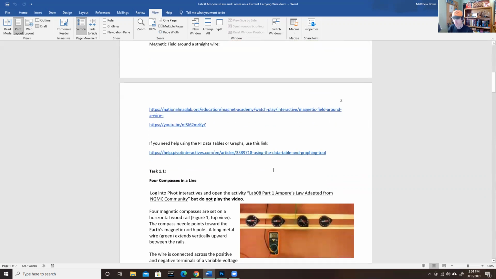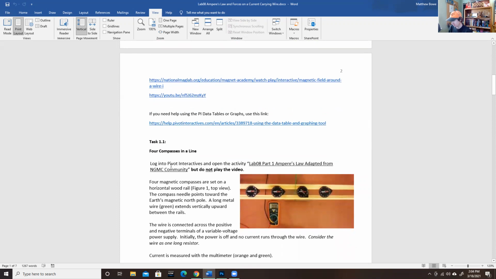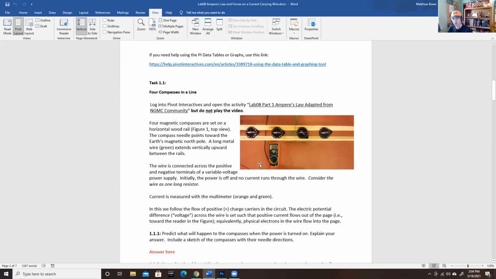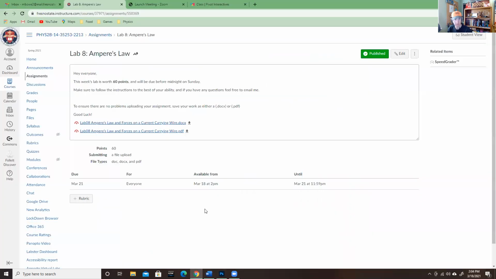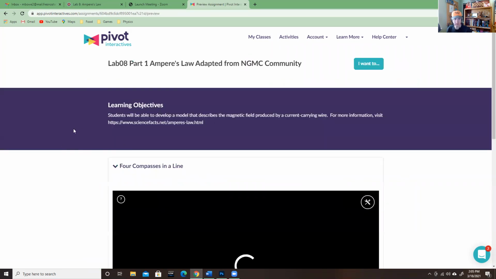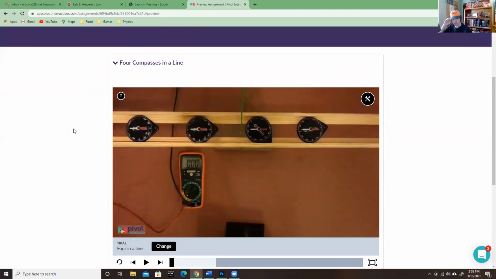We're going to be doing all of our work on Pivot Interactives. So you'd head over there and log in, and we're going to be watching a series of videos. When you log into Pivot, there's going to be these two parts. Lab 8, part 1 is for half of today's lab, part 2 for the other half. In part 1, it's going to look a little different getting there, but as soon as you do, you'll see this.